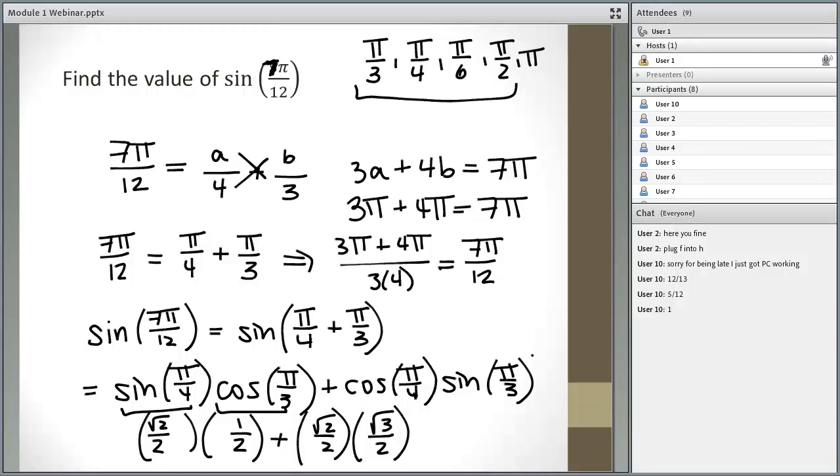There's really not too much I could do to simplify more. In the first term, I could multiply the two fractions and get the square root of 2 over 4, plus the square root of 6 over 4. Other than combining those into the same fraction, there's really no reason to simplify it more. So you could leave it right there.